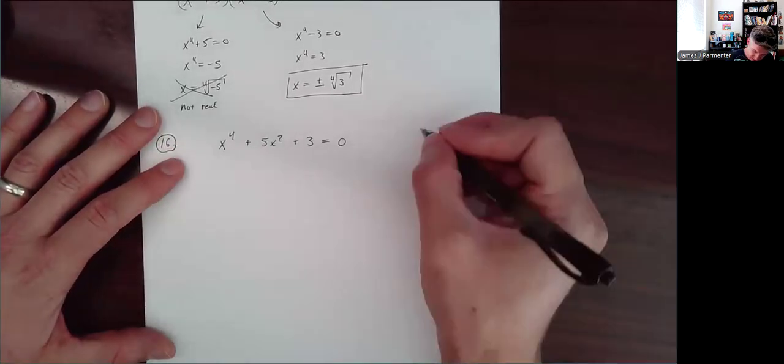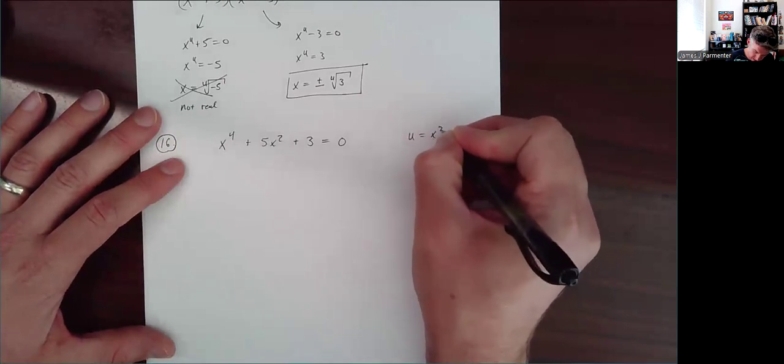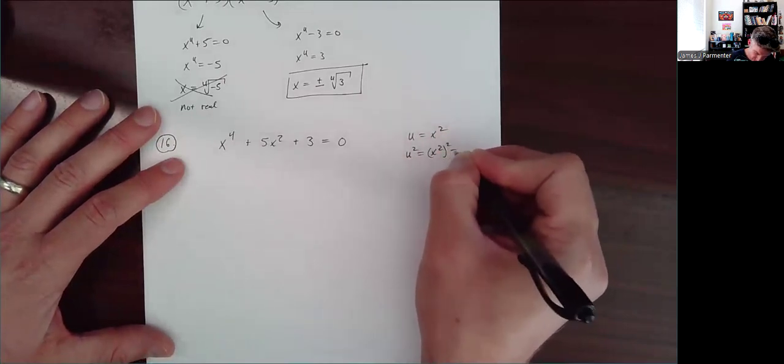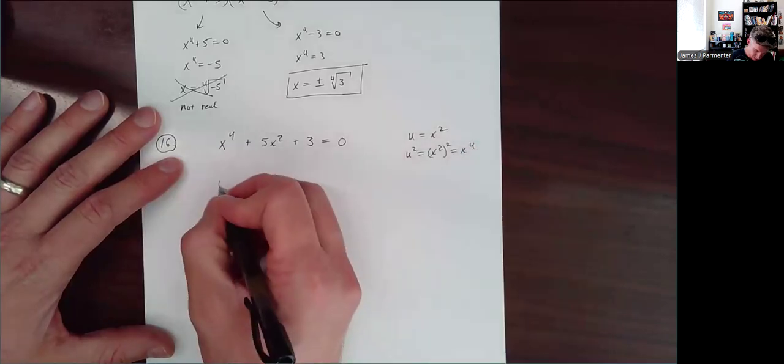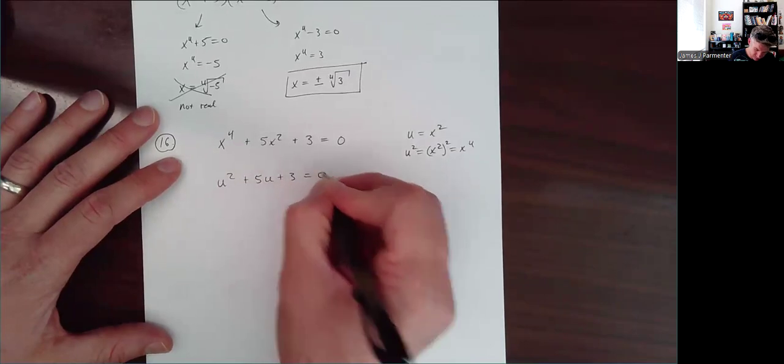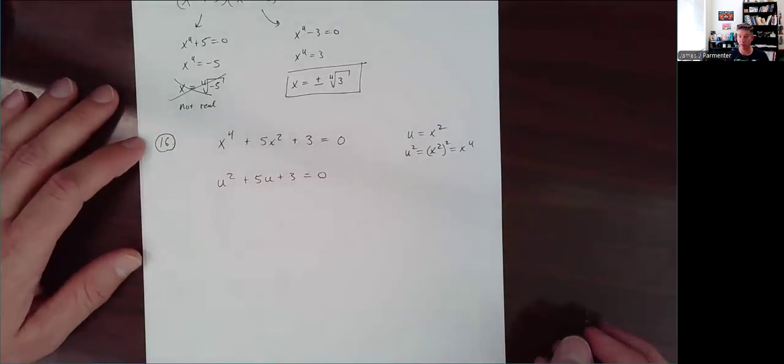So I would do a u sub here. I'm going to let u equal x squared. I'm going to say that u squared is x squared squared, which is x to the 4th. And say that this is u squared plus 5u plus 3 equals 0. And now when I solve this, I'm actually solving for u.